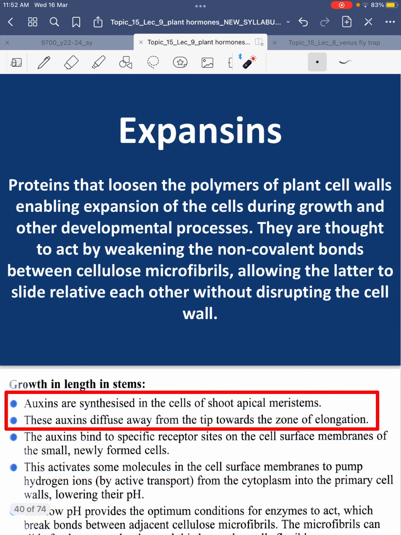Okay, now what about expansin? This is also taken from the Oxford Dictionary. It's not something that I got from online; I have my own biology dictionary, Oxford, and this is what it says. It is a protein enabling expansion of the cell during growth and other development. They are thought to act by weakening the non-covalent bonds between cellulose microfibrils. So there is a bond which is non-covalent, okay? That is not really important what bonds, allowing the latter to slide relative to each other without disrupting the cell wall.